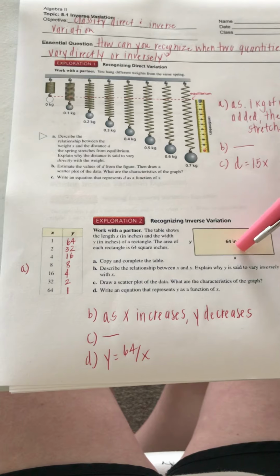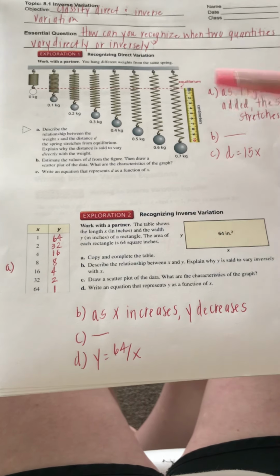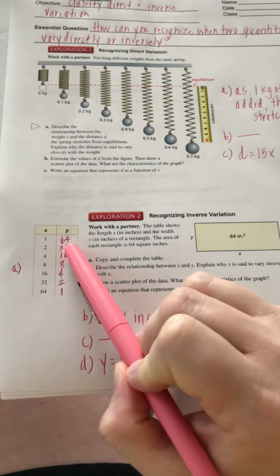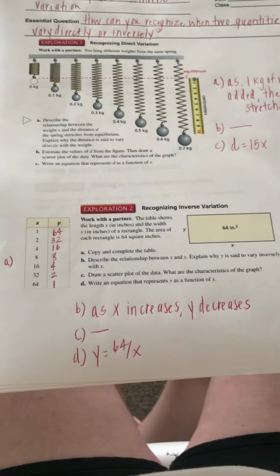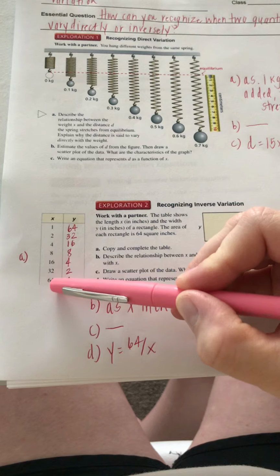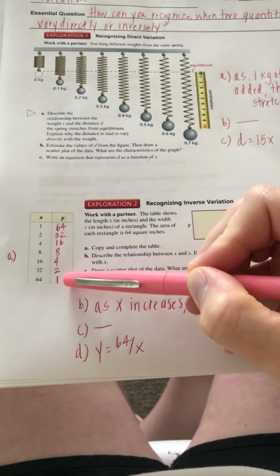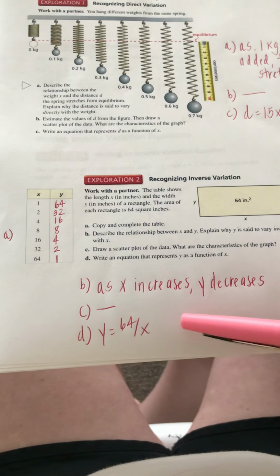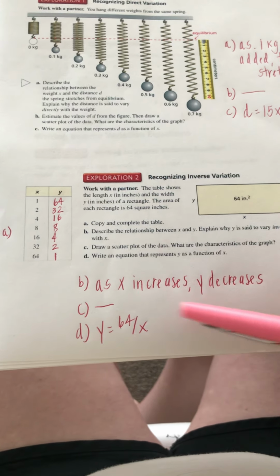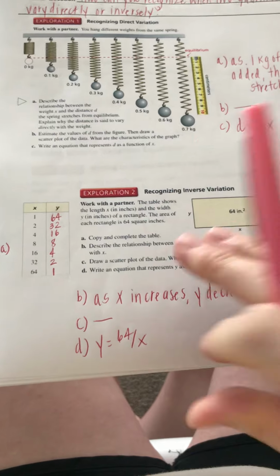On example 2, this is inverse variation. You want to know what would make 64 square inches. So if one side's 1 times 64, 2 times 32, all the way down would make 64. So as one quantity gets bigger, the other quantity gets smaller. So this is my equation. So this would be inverse, because as one goes one way, the other goes the other way.